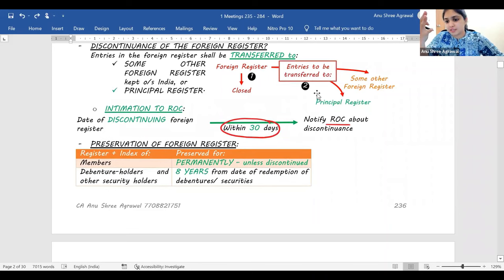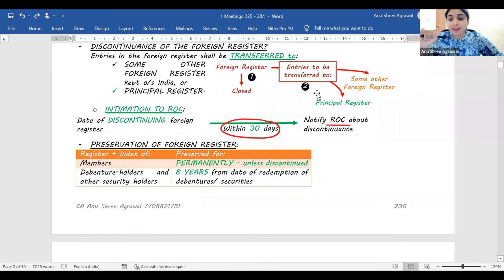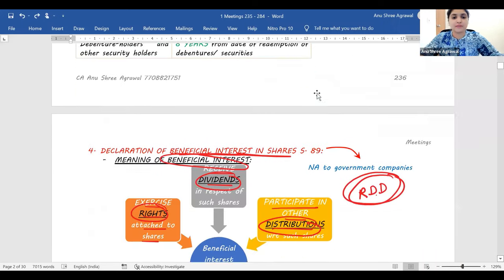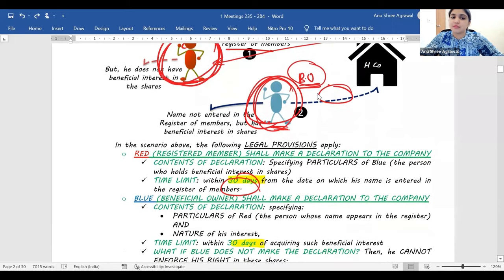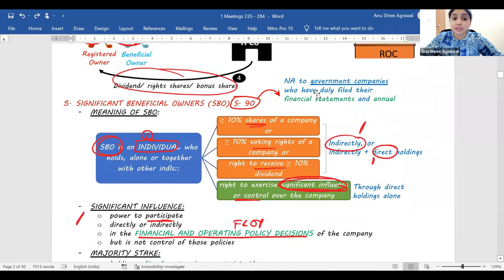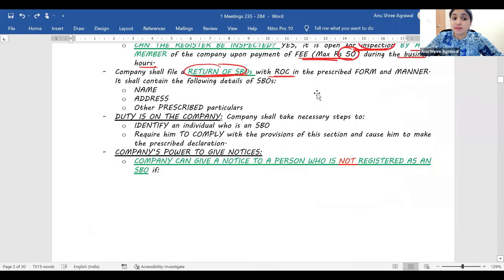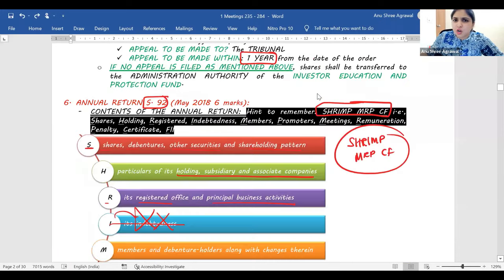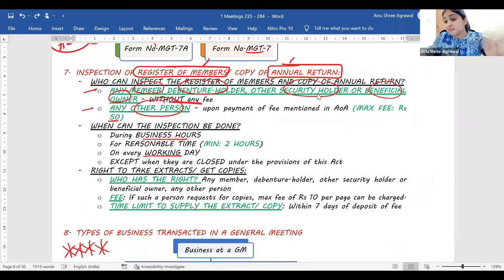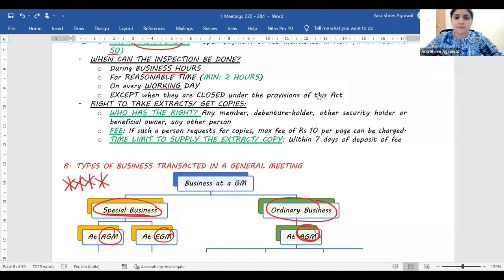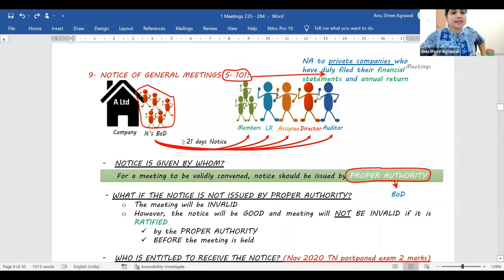Beneficial interest definition. Tell me the three keywords, not the hint. RDD, everybody knows. R, right to exercise rights. D, dividend. And last D, distribution. Perfect. So then we learned about significant beneficial owners, annual return, and inspection. Anybody can inspect. If members and others are inspecting, we won't charge a fee. Others inspecting, 50 rupees fee we will charge. Then we learned about ordinary business and special business.